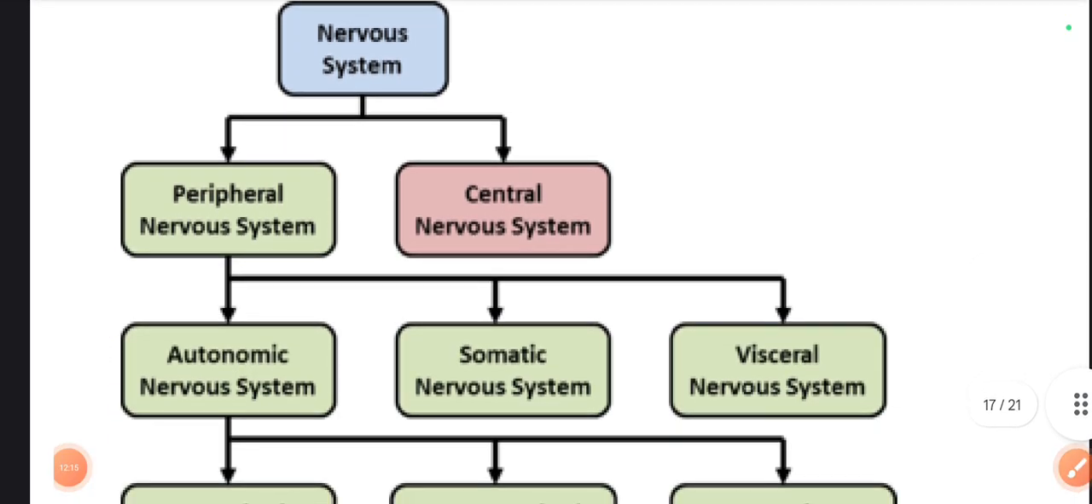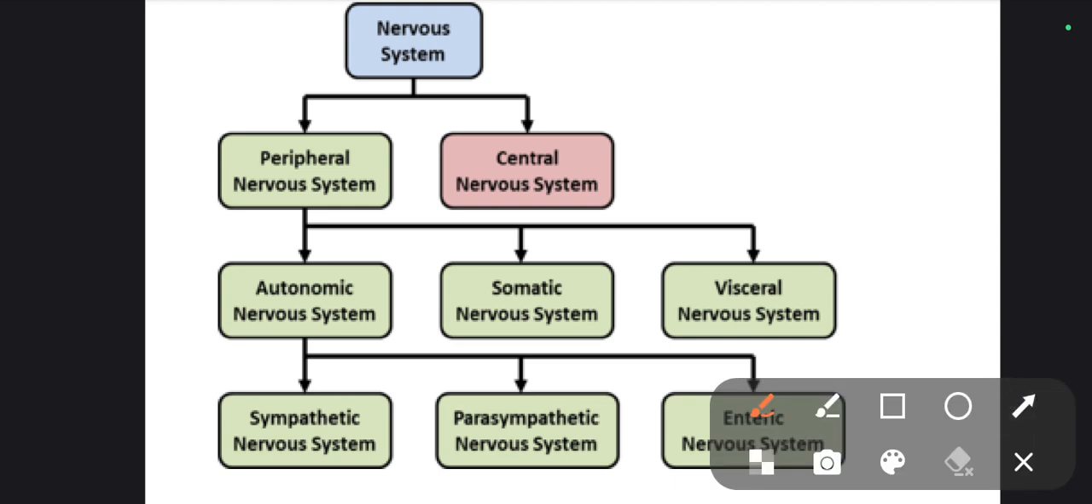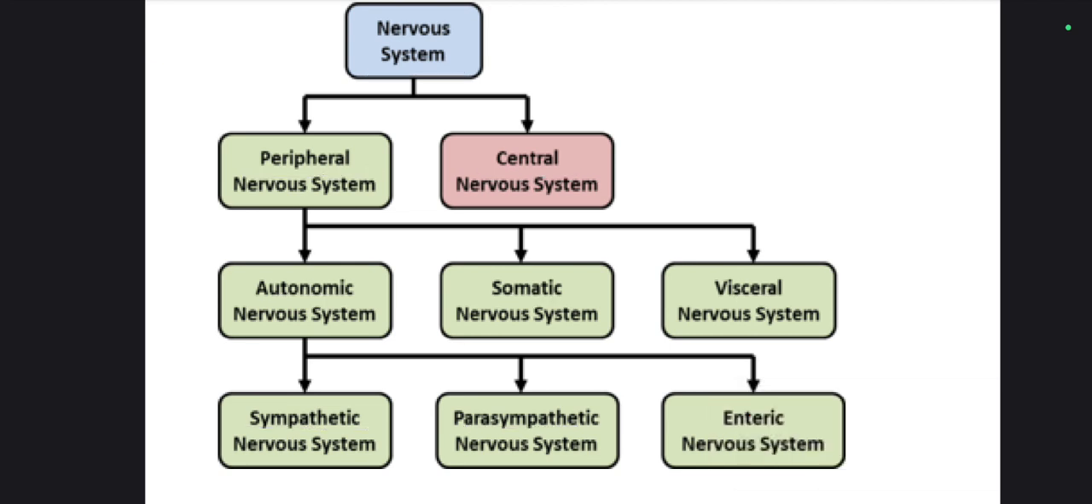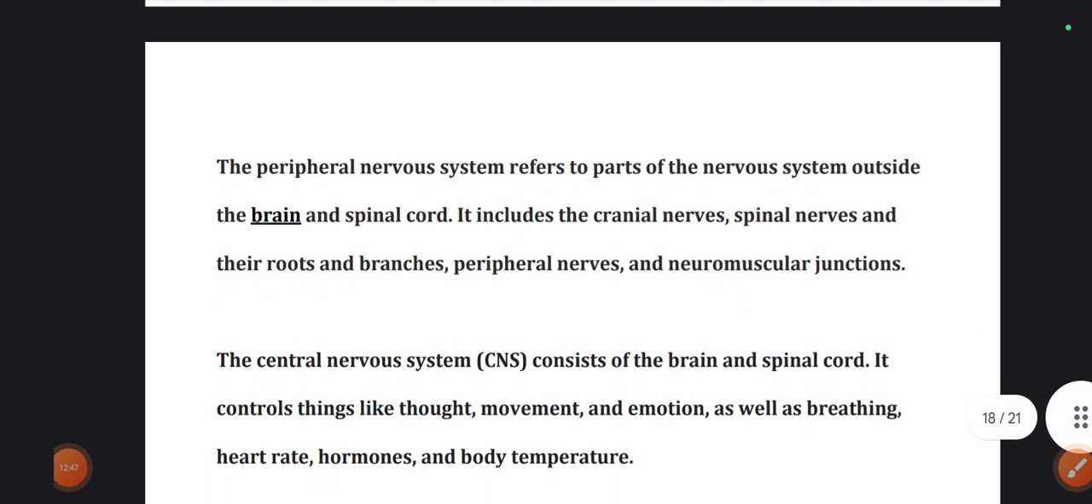So we will see the nervous system parts. Firstly, the nervous system is divided into the peripheral and central. Again, peripheral is divided into the autonomic, somatic, and visceral. And this autonomic nervous system is again divided into the sympathetic, parasympathetic, and enteric nervous system. So we will see briefly regarding each one.